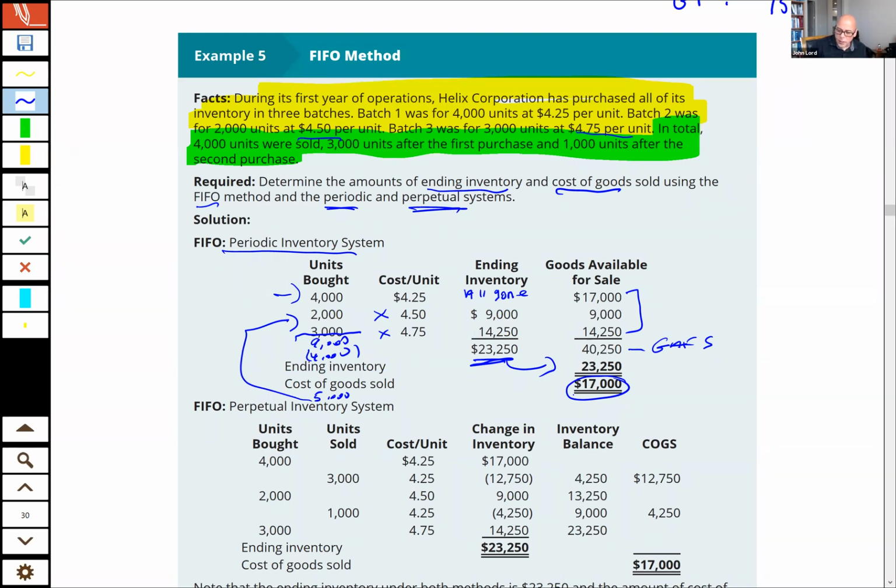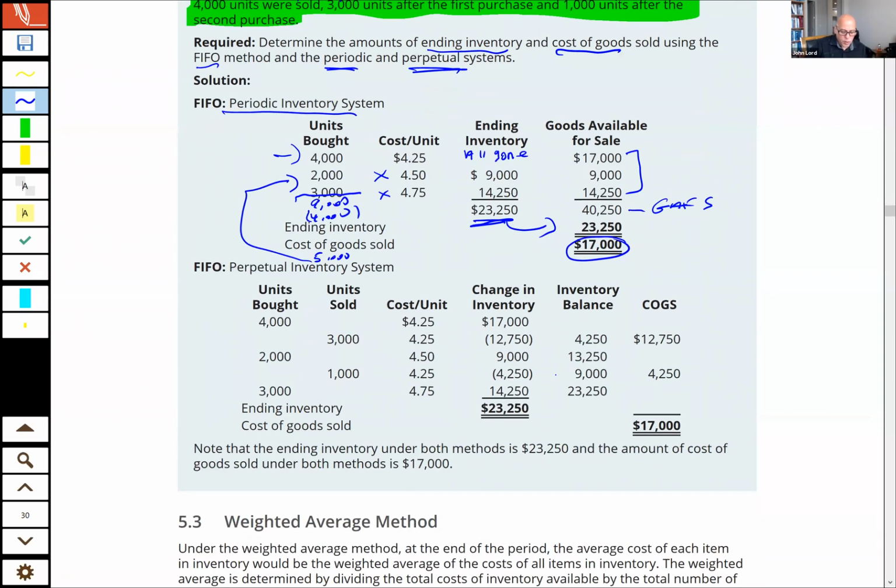Okay. Now, if it's perpetual, we're going to keep track of our cost of goods sold and our inventory as we go. So you buy those 4,000 units at 425, you got 17,000 in there. And then you're going to go ahead and do what? Sell 3,000. You value those at 425, which is the only cost in my system anyway. So that's not a challenge at all. I haven't bought anything else yet at this point. And so I would go ahead and credit my inventory for 1275, debit my cost of goods sold.